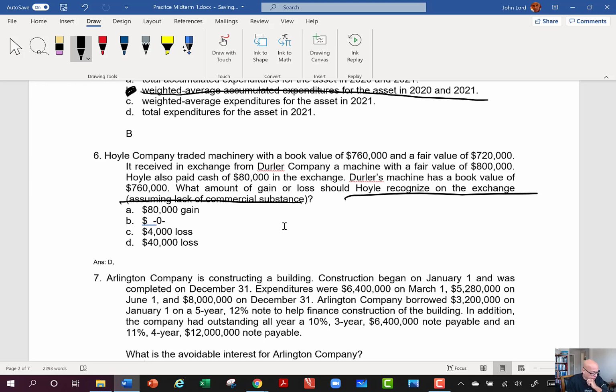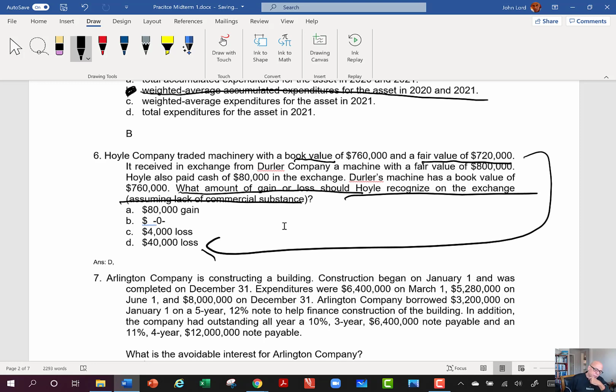All right, good. So we have this Hoyle Company, which traded machinery with a book value of $60,000 and a fair value of $20,000. And they ask what amount should the gain or loss be? If there's a loss, I take the entire loss. That's it. And the loss is the difference between the book value and the fair value. Fair value is less than the book value, so I have a $40,000 loss here. So be careful too.